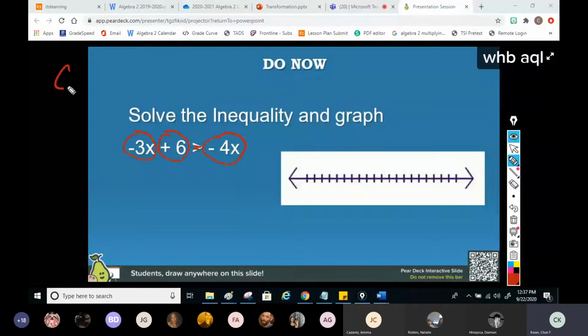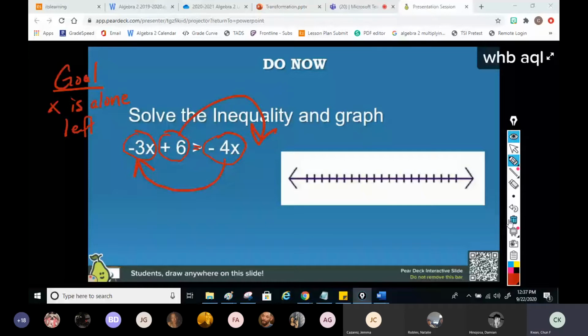So remember, your goal is always to make sure that the x is alone, and I prefer the x on the left side, okay? If I want all the x's on the left side, that means the positive 6 has to go to the right, and then the negative 4x has to go to the left. So this is what I prefer. There are a million ways you can do it, but I really want x to be alone and on the left side.